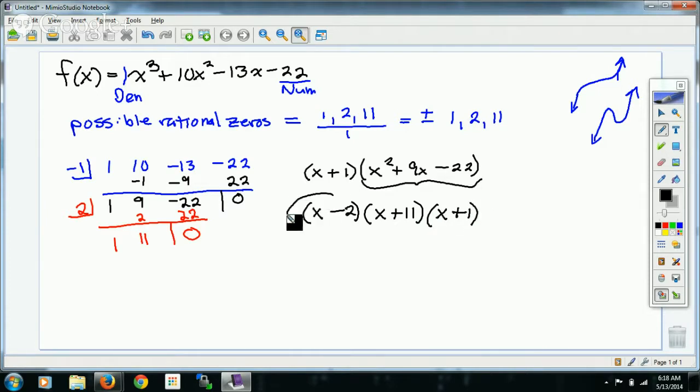And so I believe this is the factored form of the polynomial I started with. Now there's one caution here. After doing synthetic division repeatedly, you have to check the leading coefficient.